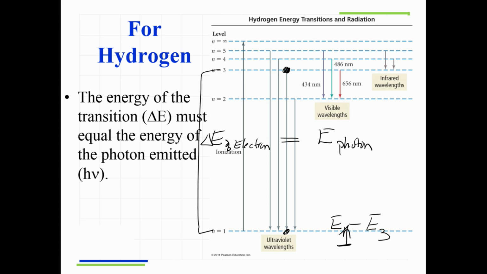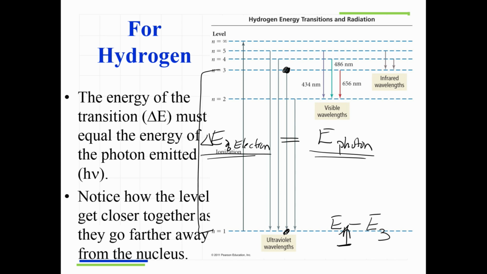Now that electron is going from a high energy to a low energy state. Its change in energy that we're going to put in here, well, let me say it this way. The energy of the photon has to be positive. So we'll worry about that sign in just a minute, okay?